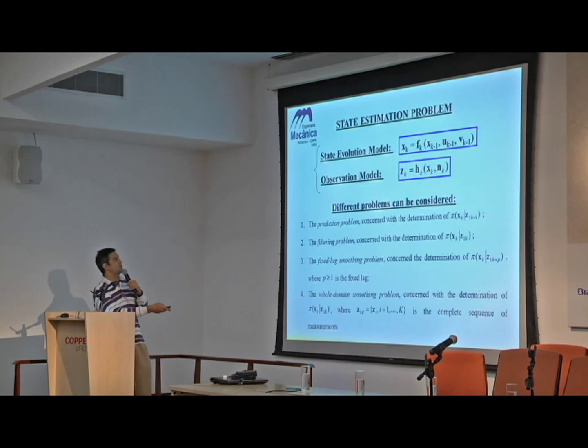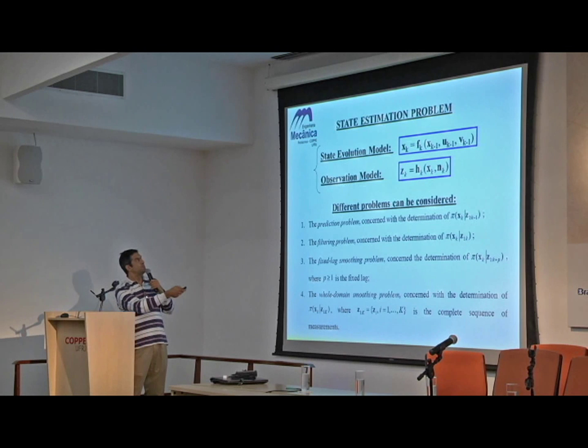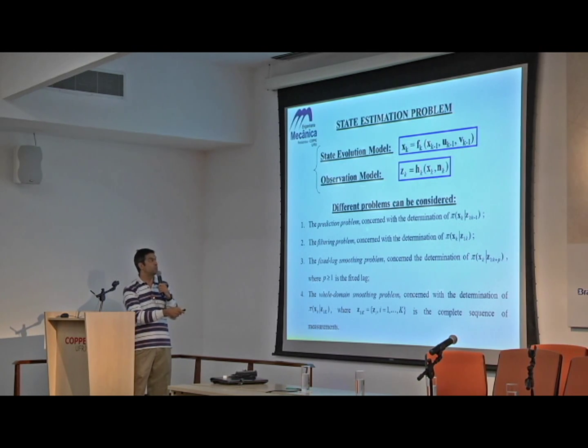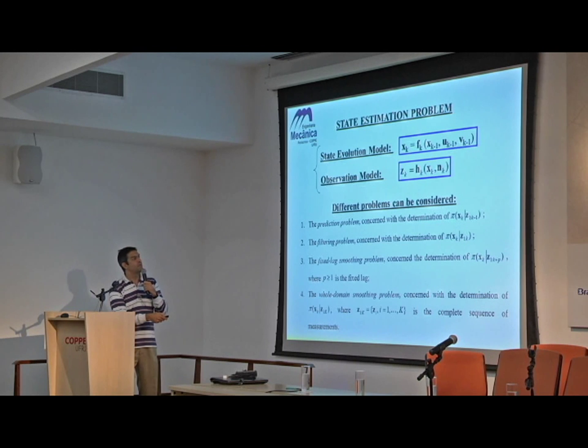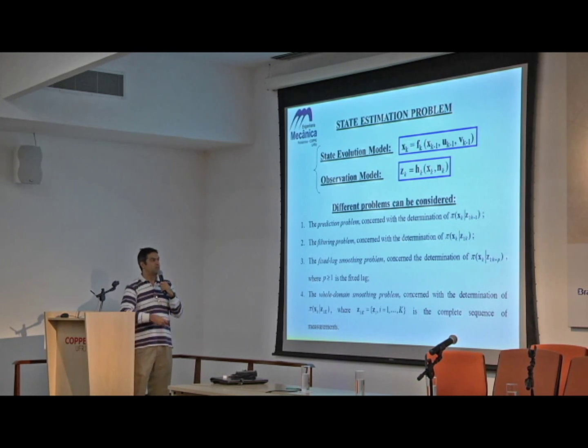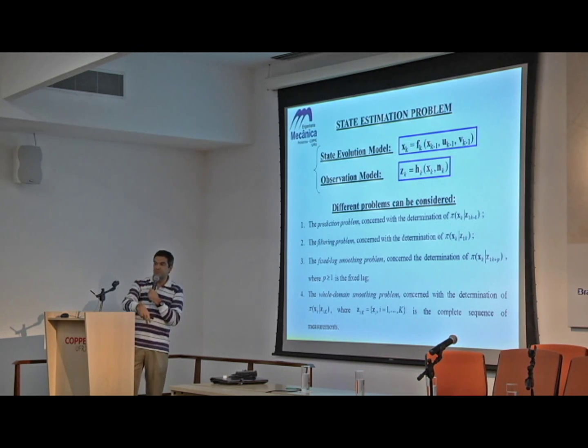There are some statistical hypotheses that I'm going to move on from. But basically related to the state estimation problem, we can have different kinds of problem. One of them is the prediction problem. In the prediction problem, we aim at estimating the statistical distribution of the state variables given the measurements up to the previous time. But we have the filtering problem, which is basically the estimation of the distribution of the state variables given the measurements up to that specific time.